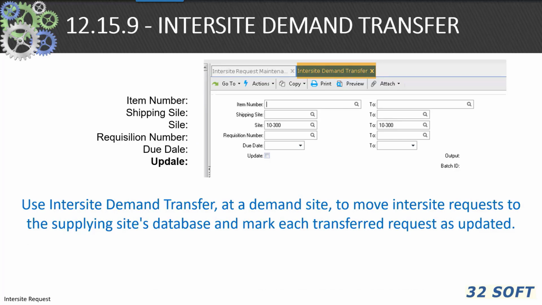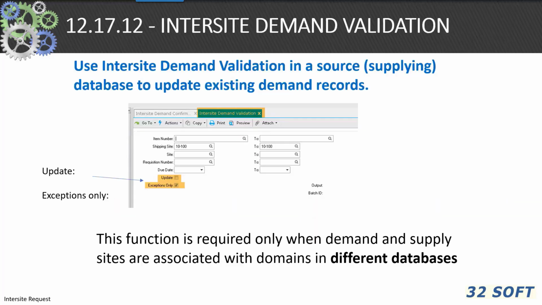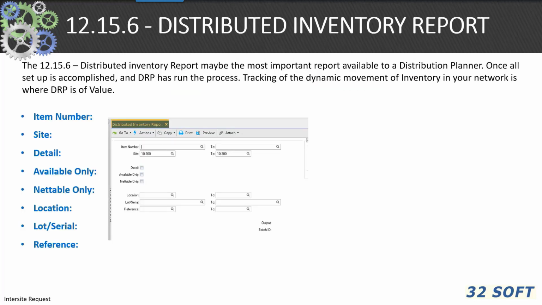12.15.9 Intersite demand. If you've got demand between sites, different domains and different databases, you can use this to update and recognize the Intersite demands. The 12.17.12 Intersite demand validation. If you use this for the source or supplying database, it basically does the same update kind of thing for the supply. Again, this is only required if you are in different databases.